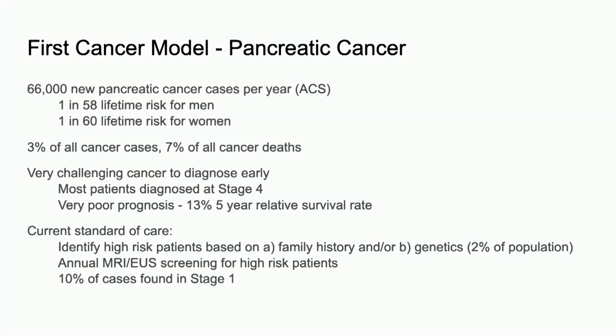It's a very challenging cancer to diagnose early because many of the indications are obscure. You don't know exactly what's going on. Something's wrong with the person, but you can't tell exactly what it is. So most patients are diagnosed at stage 4, with a very poor prognosis, 13% 5-year relative survival rate. There is a current standard of care for screening: if you have a family history of pancreatic cancer or a genetic syndrome like Lynch syndrome or maybe BRCA, which is about 2% of the population, they'll put you in for an annual MRI or endoscopic ultrasound screening. This lets 10% of the cases be found in stage 1 as opposed to stage 4, when there's very little hope for treating the patient successfully.